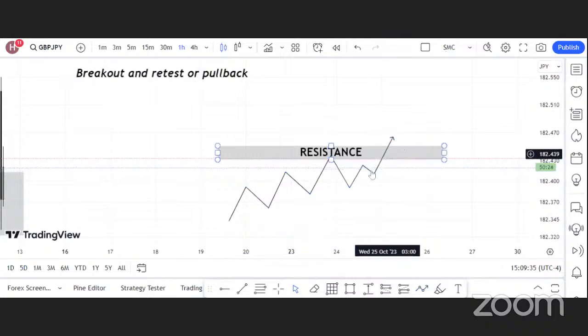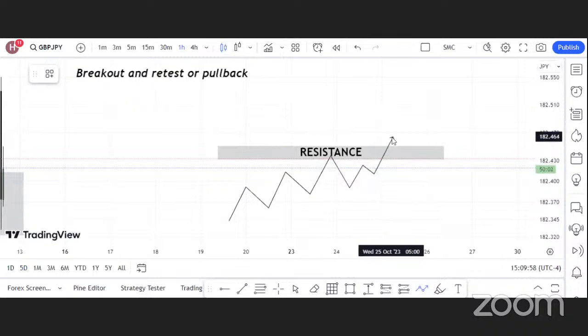Now, what is this? This is a breakout of a resistance area. Now that we have a breakout, what does this mean? This resistance is now invalid. It is not a valid resistance anymore. So it is now a support, because it was previously a resistance and it got broken.